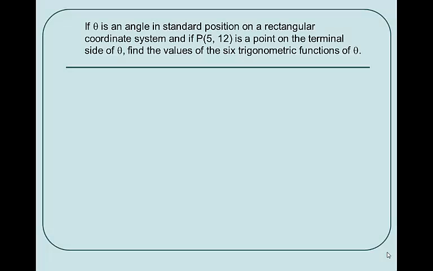If theta is an angle in standard position on a rectangular coordinate system, well, all of our angles are in standard position on a rectangular coordinate system. And if a random point, 5, 12, is on the terminal side of theta. Now remember, there's an infinite number of points on the terminal side of every angle, and any one of those points will be good enough for us. If we have any point on the terminal side, that's all we need. So 5, 12 happens to be the one we grabbed. That's enough information to find the values of the 6 trigonometric functions of theta.